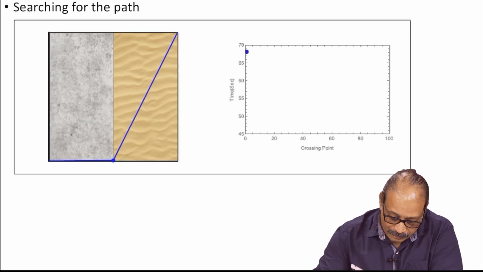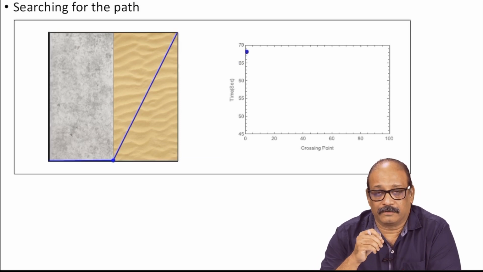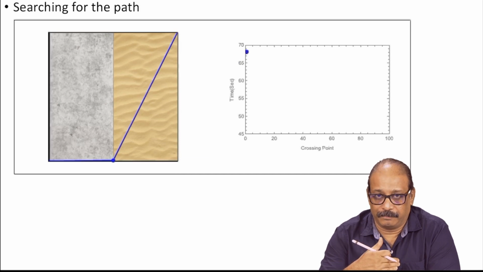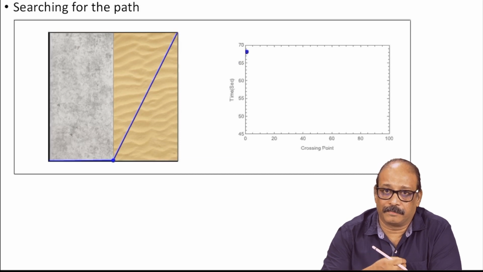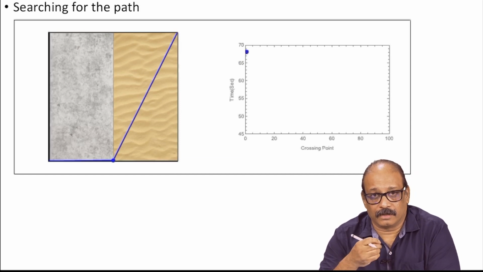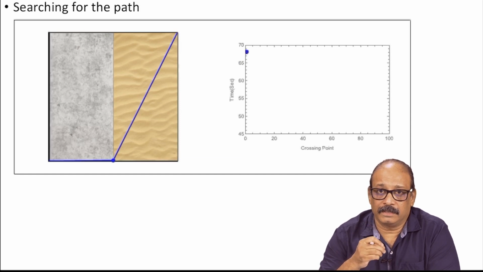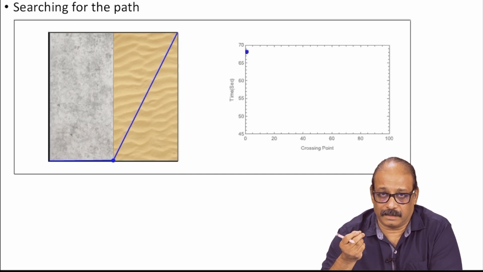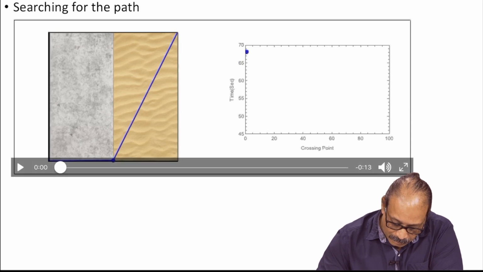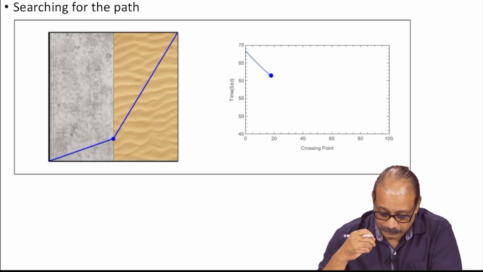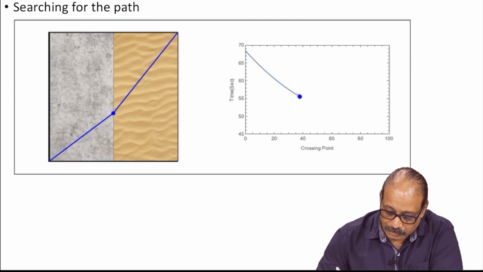So, what I will do is, there is a point of crossing from concrete to sand, and let us say the distance from the bottom of the picture to the crossing point actually defines the path completely, because once you fix the crossing point, A to that crossing point is a straight line and crossing point to B is another straight line. Okay. So, here what I have done is, you can actually change the path as a function of the crossing point.